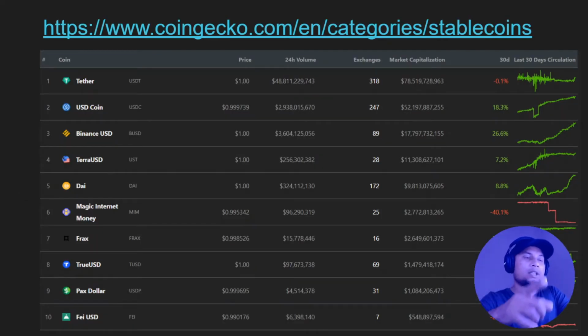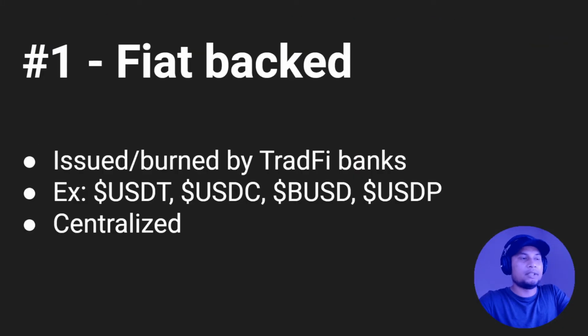But if you want to take a look at all the different types of stablecoins listed on the market, in CoinGecko, you can go to this link, and you'll see there are approximately 70 different types of stablecoins. People are experimenting and making progress. That's amazing. That's really great. But let's take a look into the fiat-backed stablecoin.